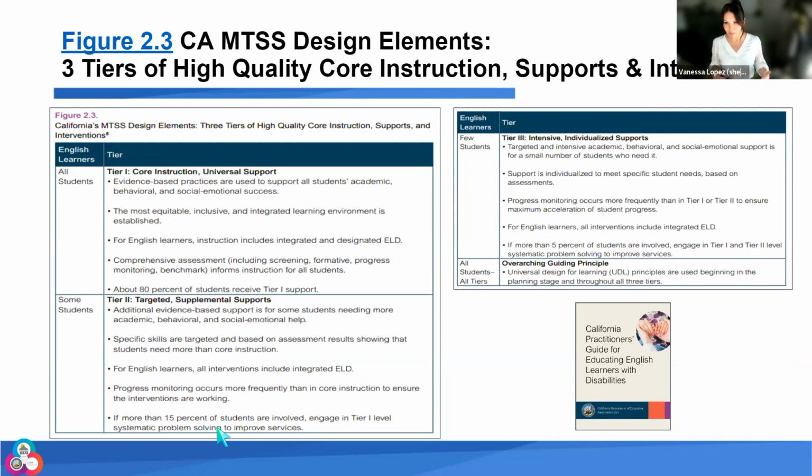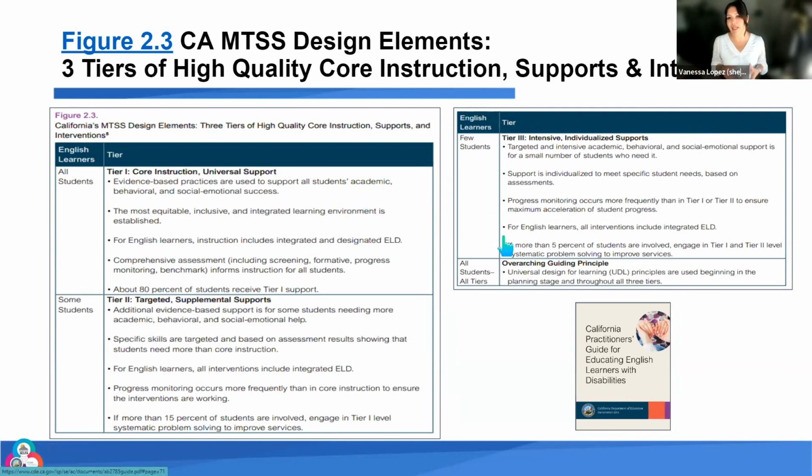Then finally, as we move on to tier 3, here we're looking at more intensive, individualized supports. Again, still not special education. This is still general education. Here we're looking at few students, about 5% of students. If you have more than 5% of your students receiving tier 3 intensive individualized supports, again, a more systematic approach, reflection process, inventorying of tier 2 and tier 1 supports might be necessary. Because here we're really looking at targeted and intensive academic, behavioral, and social emotional supports for only a small number of students who need it.